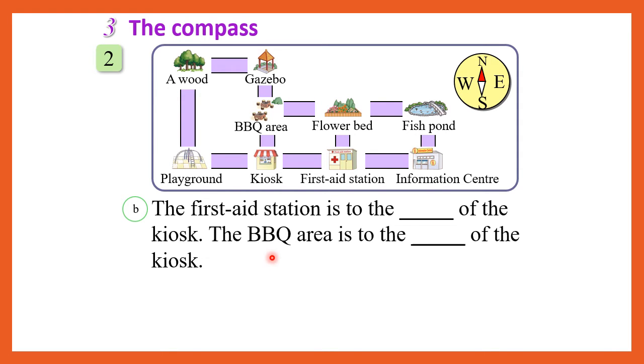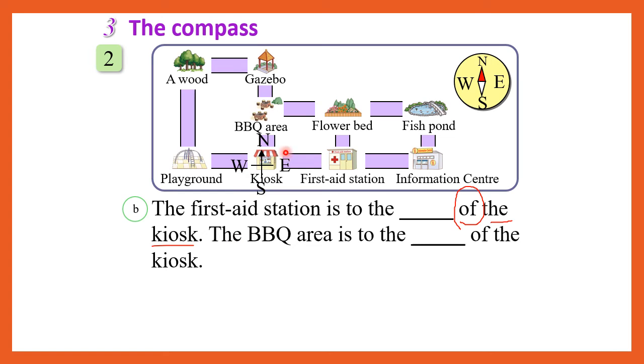For question 2B, the first aid station is to which direction of the kiosk? So you have to think which place, the first aid station or the kiosk, you need to put the direction board on. As you check the sentence after "of", it should be the kiosk. So you have to put the direction board on the kiosk like this.